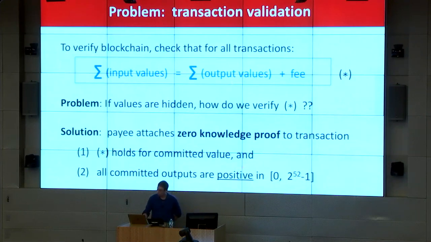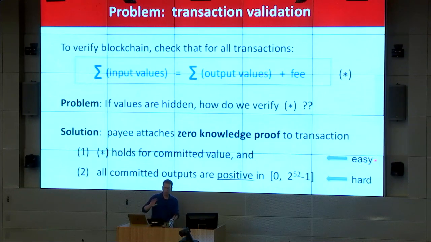So we also have to prove that all the values are positive, and not only positive, they can only be in a certain range. Bitcoin allows for a granularity of payments with precision of 52 bits. So we have to prove that the number is a positive number in the range 0 to 2 to the 52.